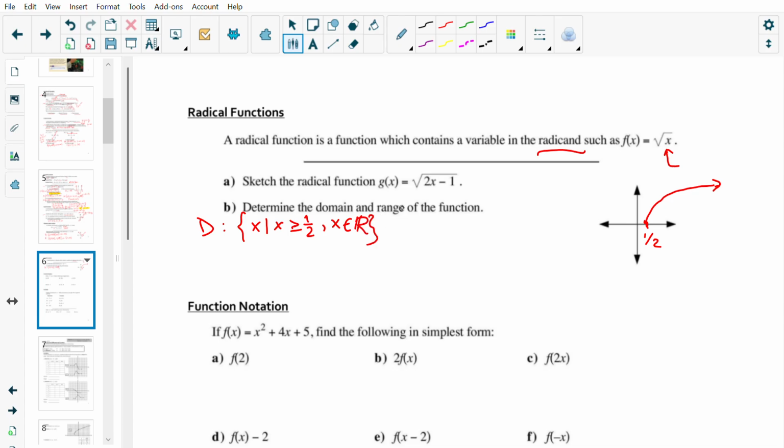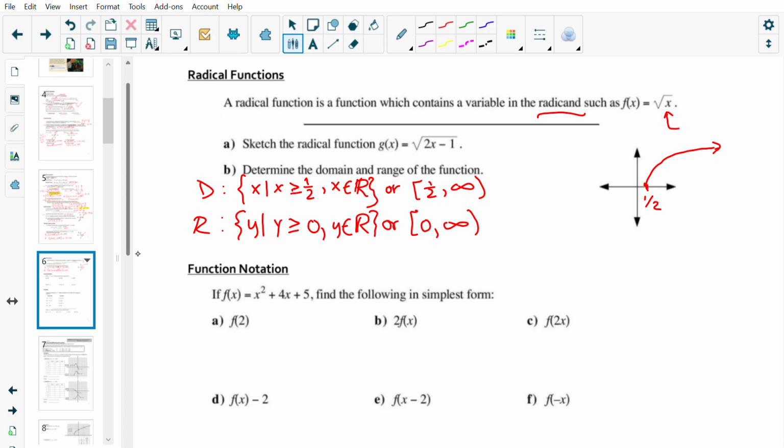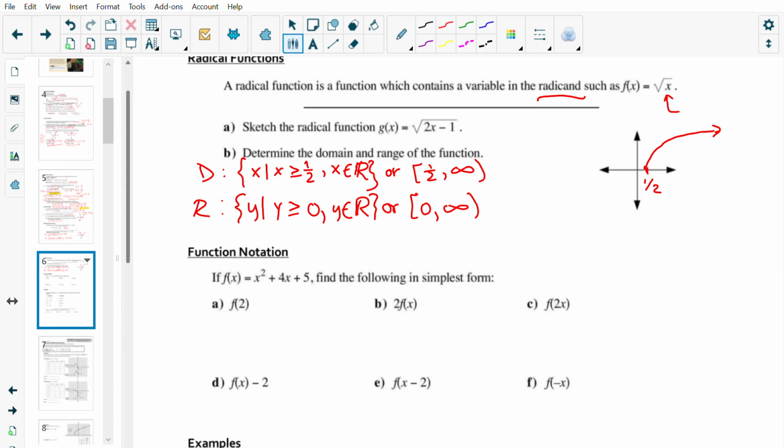Okay, so everything to the right of 1/2, or 1/2 to infinity. Range. Okay, also, it's going to start from the 0. So y such that y is greater than or equal to 0, or 0 to positive infinity. Okay, let's do a little bit on function notation because we will actually do a lot of this kind of thing in the next couple lessons in this unit.